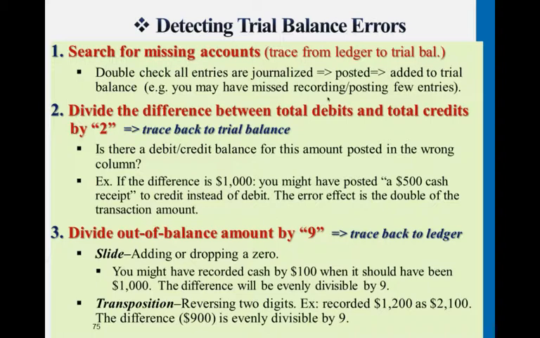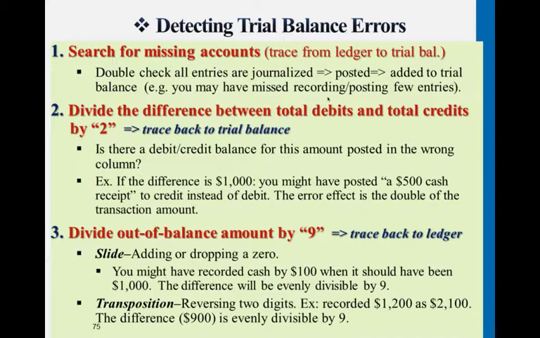Now another type of error would be, let's say, a slide error or a transposition error. So that could be adding an additional 0 or missing a 0. Okay, so if a transaction is supposed to be $1,000, again for cash, and service revenue, you have also $1,000. And when you post this transaction, when you recorded it, you actually missed a 0 for cash. Assuming everything else is correct, then at the end you will have a balance.